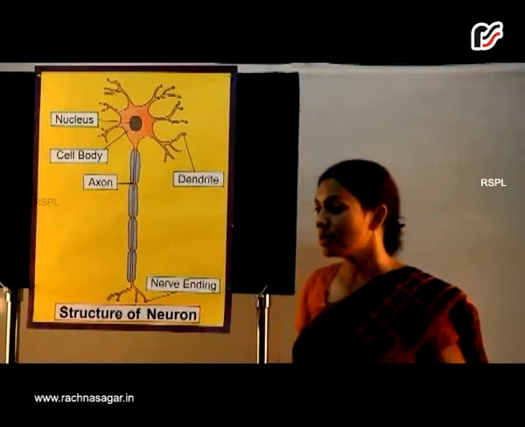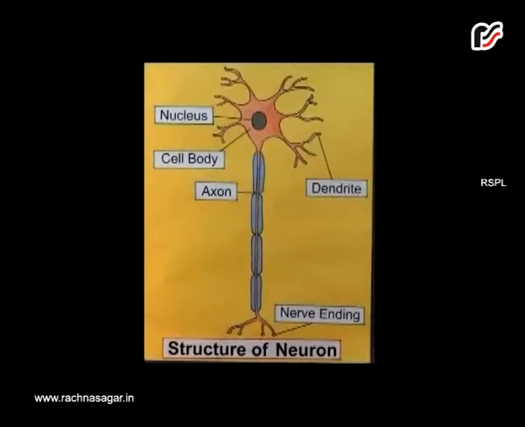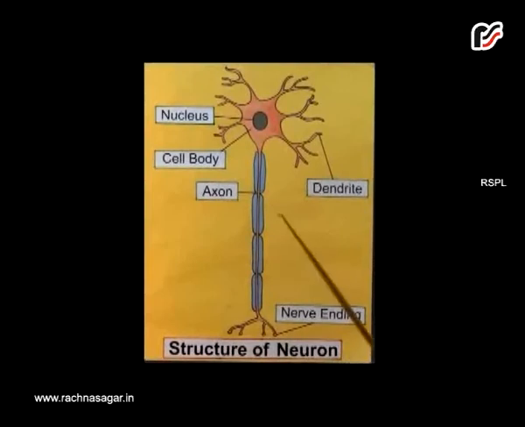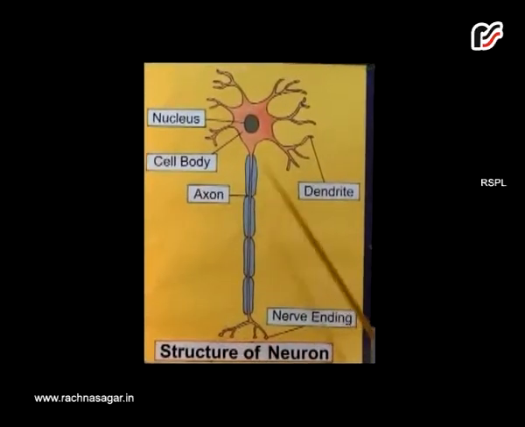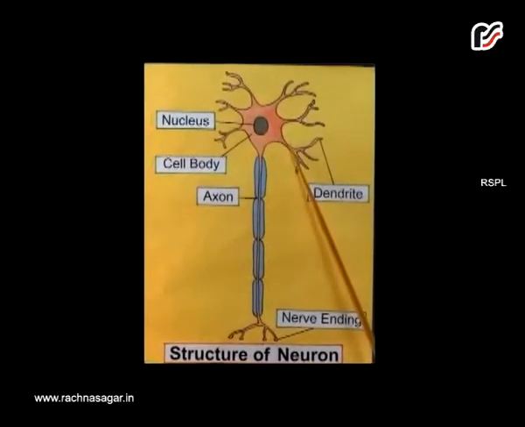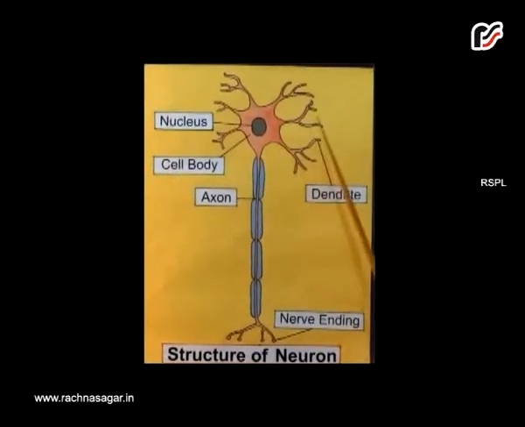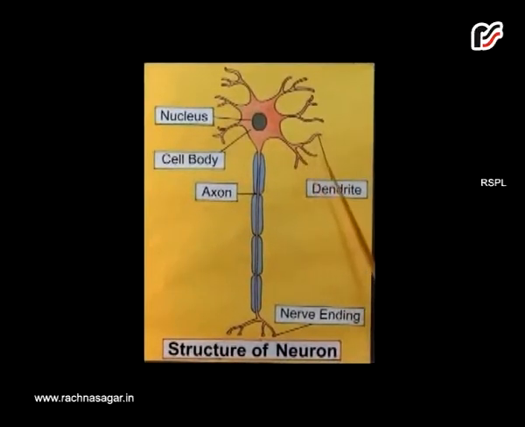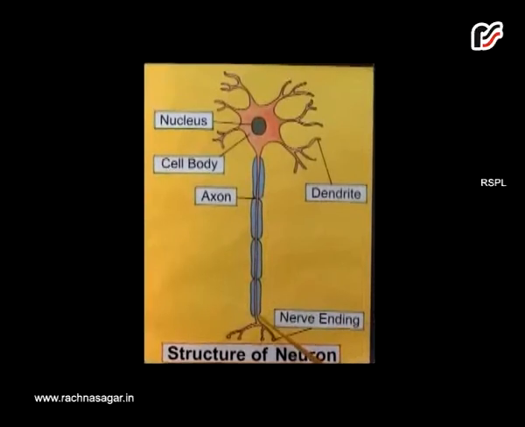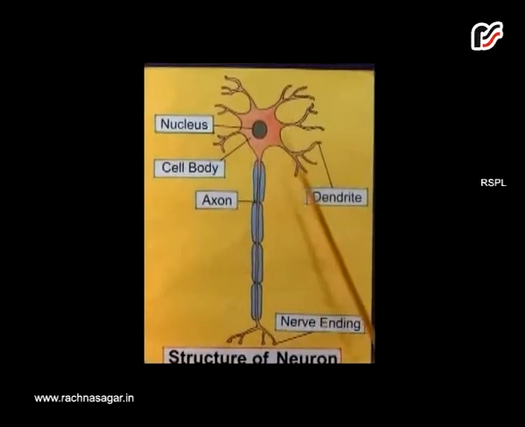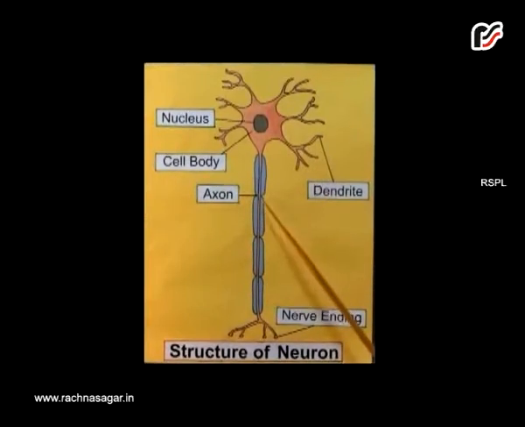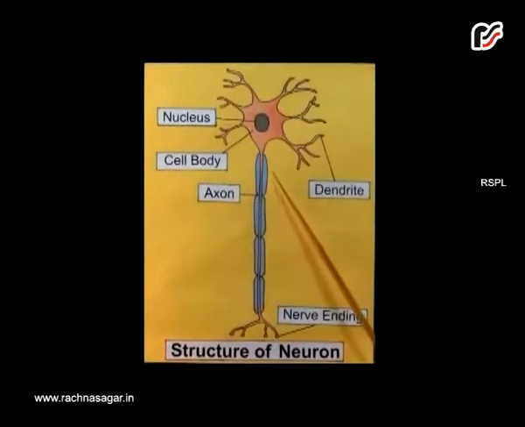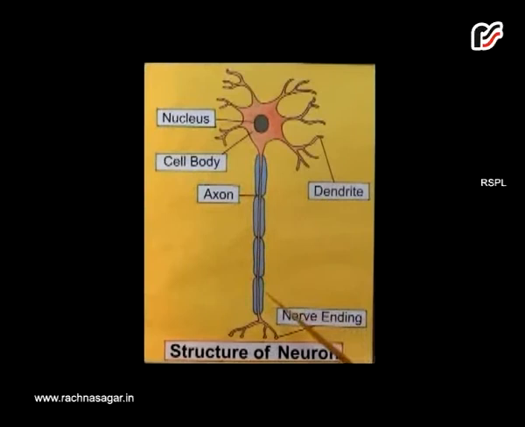Let's have a look at the structure of a neuron. Here we can see the structure of a neuron or a nerve cell. The upper part is known as the cell body. Then from it arise numerous branches. These shorter branches are known as dendrites. One long branch originates from the cell body. This long branch is known as the axon. Over the axon we can see an additional sheath. This is known as neurolemma.